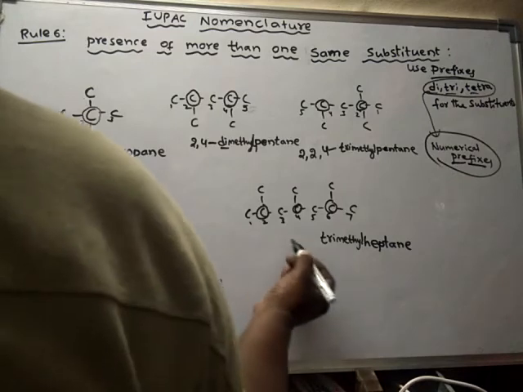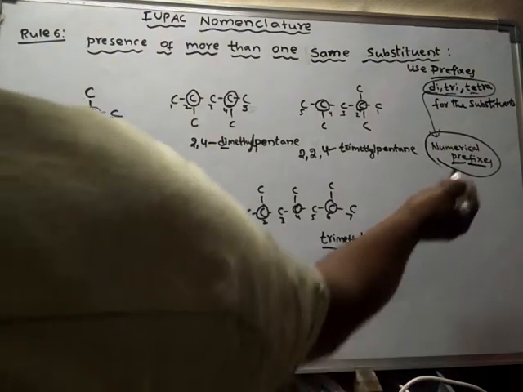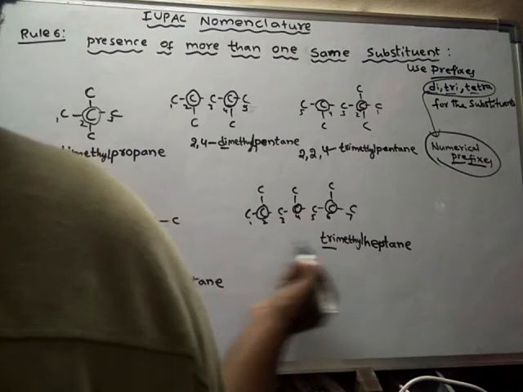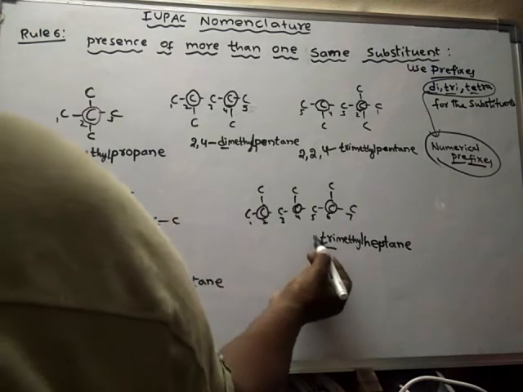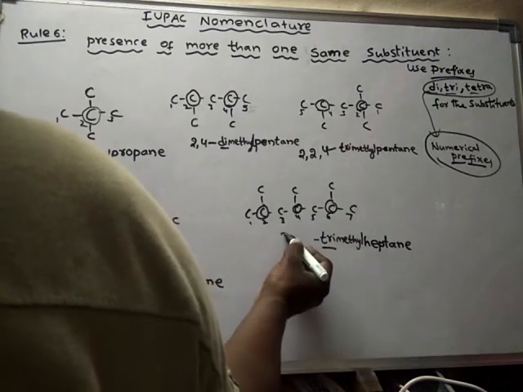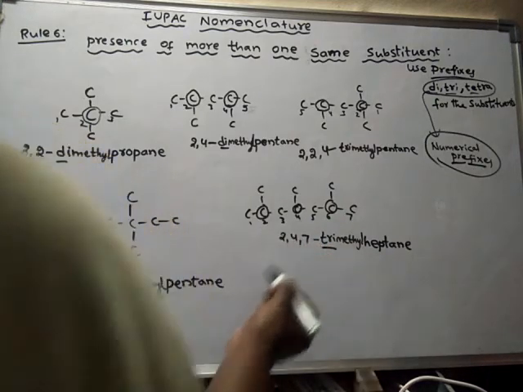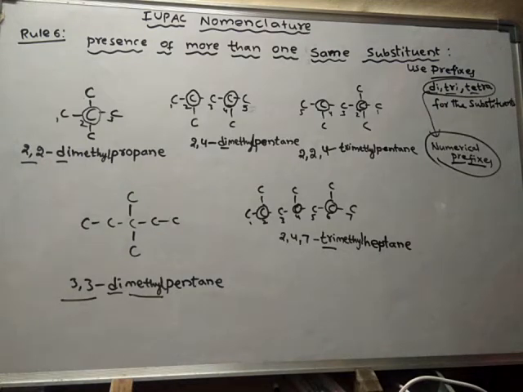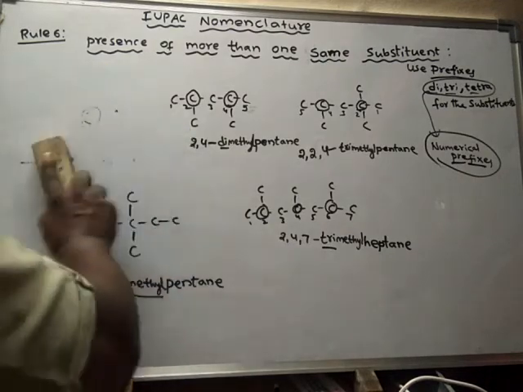Heptane. This tri indicates the numerical prefix of the substituent methyl, and you have to write the number prefix. So what are they? 2, 4, and 7. So 2,4,7-trimethylheptane is the IUPAC name of this compound. In this way, when more than one same substituent is present, we have to use the numerical prefixes like di, tri, tetra, etc. So we will learn the next rule, rule 7.